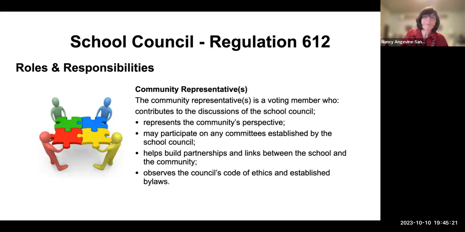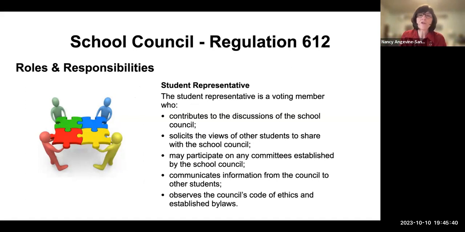The community rep, again, represents the community's perspective, can sit on councils, on committees, builds partnerships and links between the school and the community. That's what they're there for. And again, the code of ethics and the bylaws. The same with the student rep, representing the views of the students and the student council, communicating what's happening in the council to their peers, getting information back from their peers about what they would like to see happening, what they think is not happening. And there we have the code of ethics and the bylaws again.